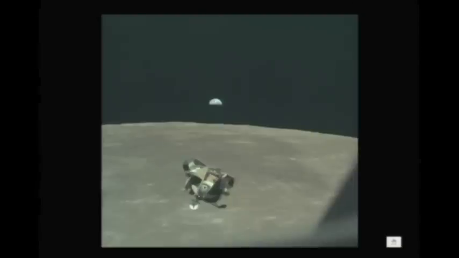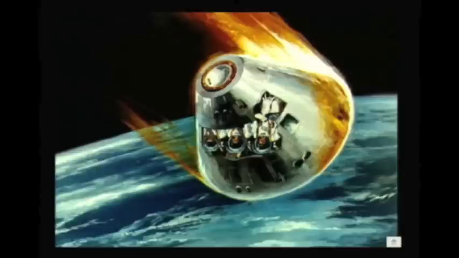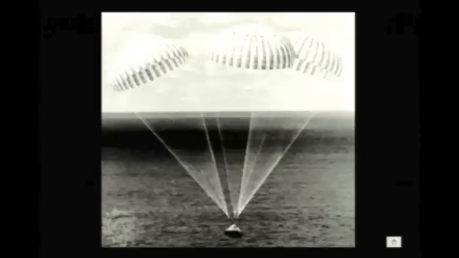And when they did, the only thing that returned to the surface was the command module with the three astronauts inside. You can see here the pressure and friction from re-entering the atmosphere raises the temperature to very, very high temperatures, thousands of degrees. Fortunately, the spacecraft was designed in such a way that allowed them to stay safe while they were in there. These were designed to land in the water, so these three parachutes were used to touch down safely into the water.